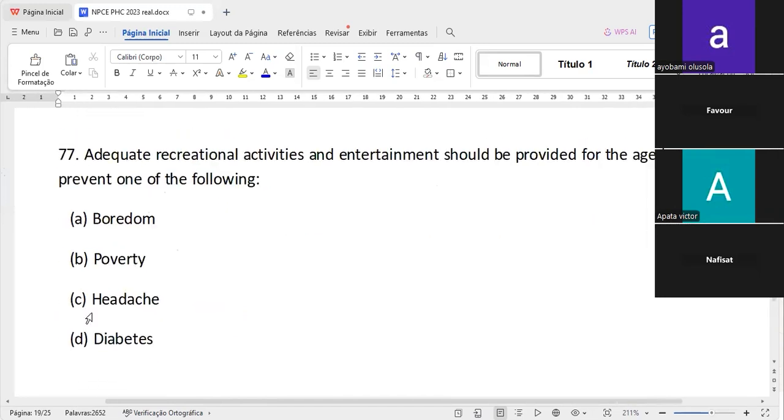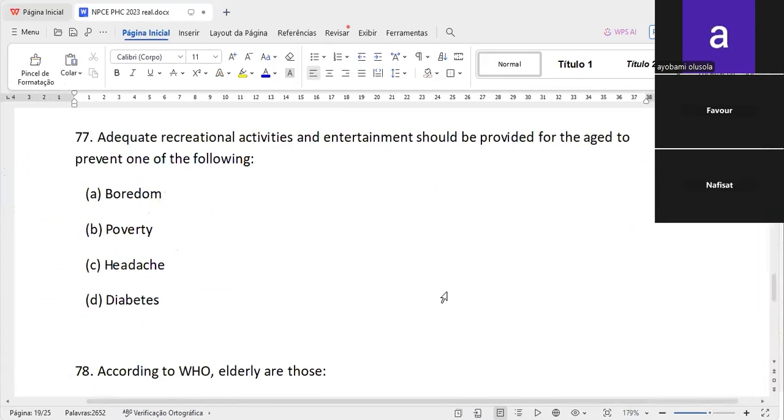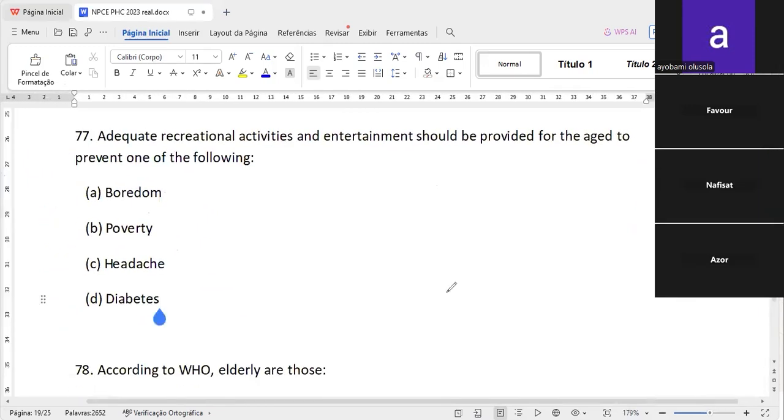Adequate recreational activities and entertainment should be provided for the aged to prevent one of the following. Diabetes. No, recreational activities and entertainment are to prevent boredom, so that they won't be bored.